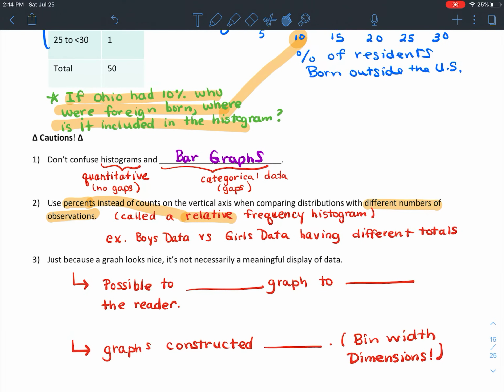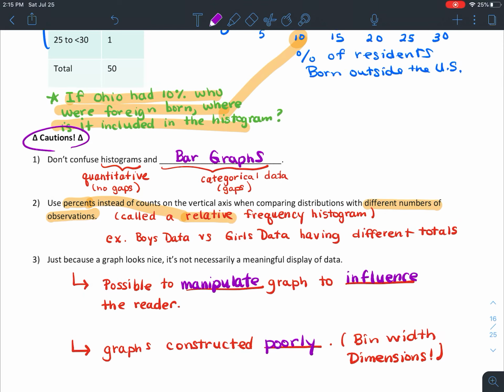And then another word of caution here is just because a graph looks nice, it's not necessarily a meaningful display of data, okay? It is possible, and you see this a lot in newspaper articles, and a lot of people that have a hidden agenda will try to skew their statistical data or the way they display it to fit the narrative, the message they're wanting to send here. So it is possible to manipulate your graph to influence the reader, okay? So this is just words of caution here.